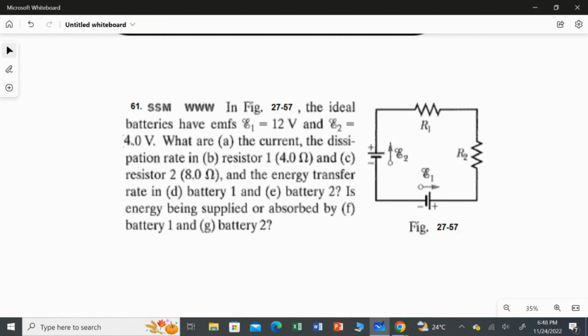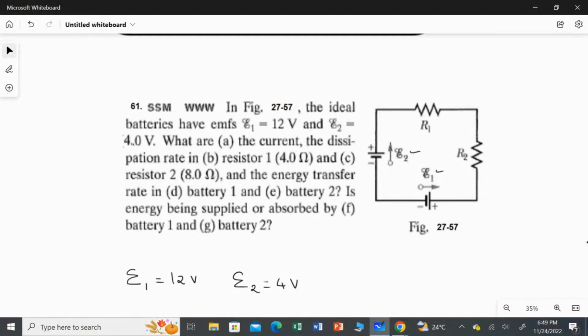In the figure, the ideal batteries have EMF E1 12 volt and EMF E2 equal to 4 volt. So if you see the circuit diagram, we have two EMFs, E2 and E1. E1 has 12 volt and E2 has 4 volt, right? So better I write what is given in the question. E1 takes the value of 12 volt, and EMF 2 has 4 volt, right?